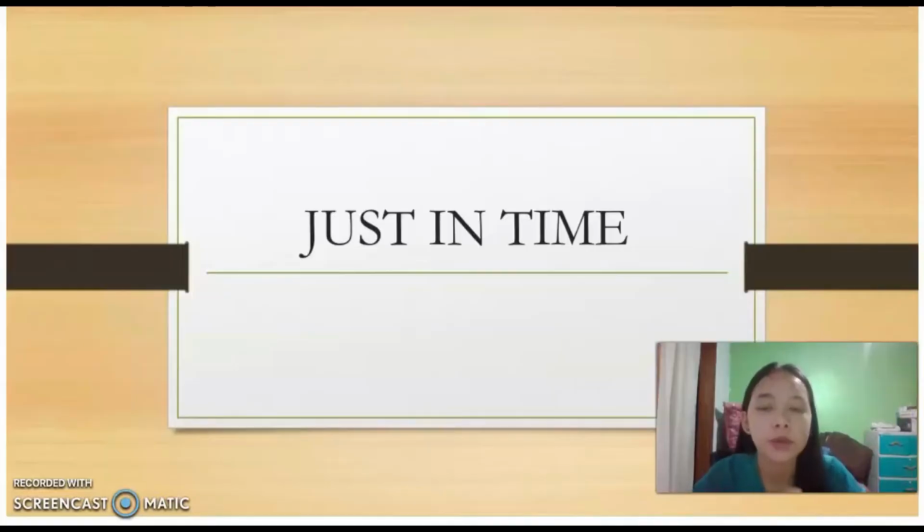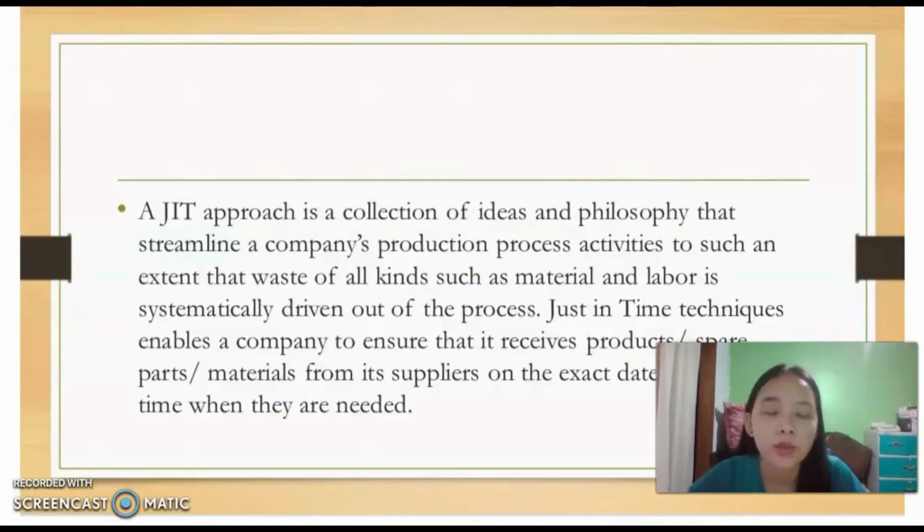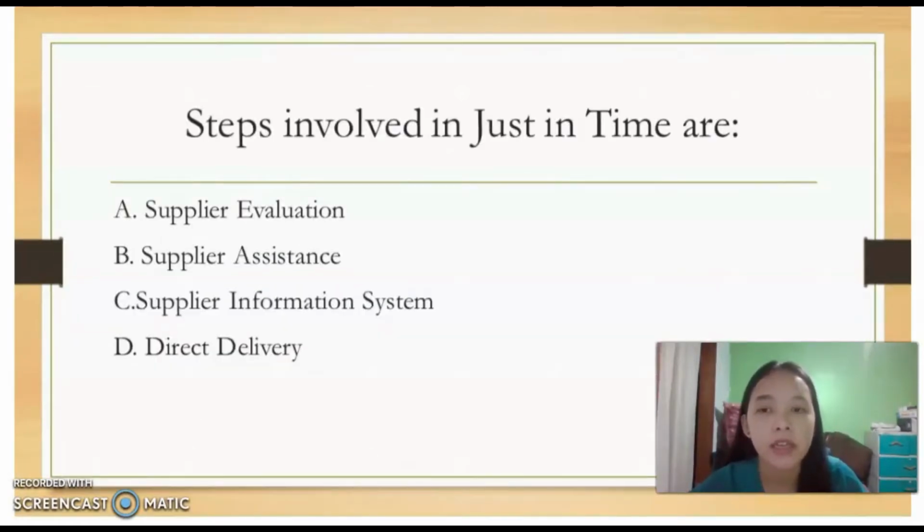The next topic will be just in time. Here's the definition. To shorten this definition, JIT aims to ensure that inputs into the production process only arrive when they are needed. And remember, JIT is a method of lean production. The next slide is about the steps involved in just in time.